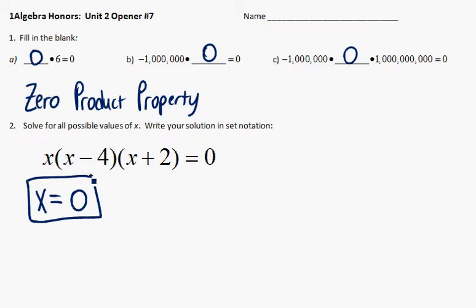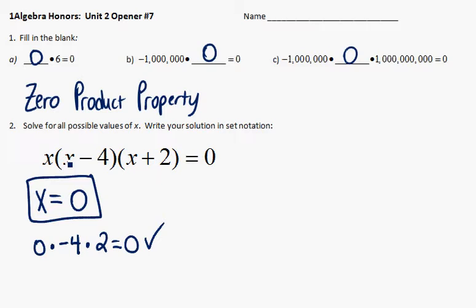x equals 0. If I substitute 0 back in, I get 0 times 0 minus 4, which is negative 4, times 0 plus 2, which is 2, and 0 times negative 4 times 2 does in fact equal 0. So 0 works as one possible value for x. We're not going to get one solution to this equation like we do when we solve linear equations. We're actually going to get 3 different solutions for x.